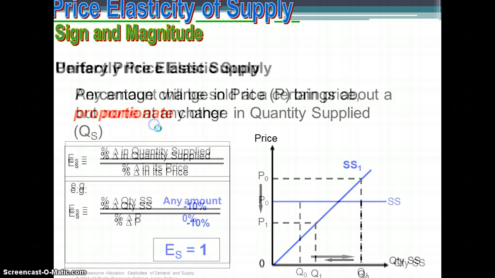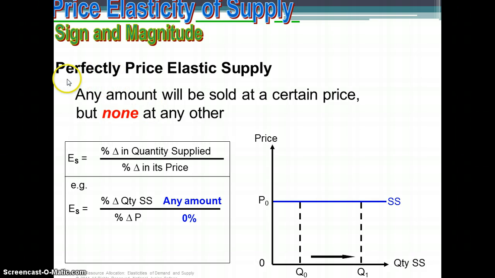The next case is a perfectly price elastic supply. This means that any amount can be sold at a certain price, but none at any other. At this price P0, the quantity supplied is infinite, which means the producer can supply any quantity at this price level. For any price that is lower than P0, the quantity supplied is 0. Therefore, the PES value is infinity.